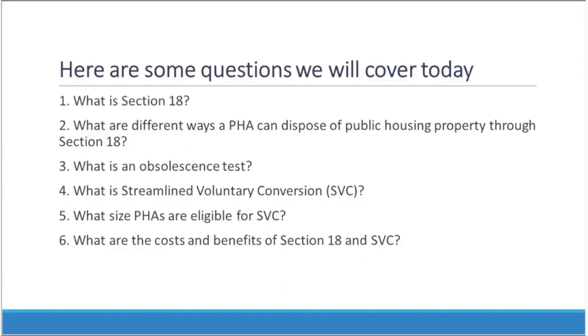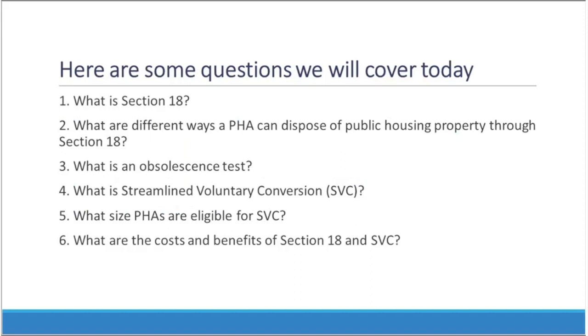All right, so that was our knowledge check for today. So what are we going to cover today? We're going to start off by talking about what is Section 18. We're going to talk about several of the different ways that you can access the Section 18 process, or some of the justifications for that approval.